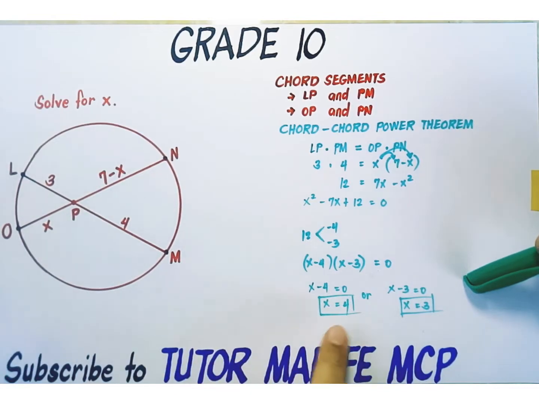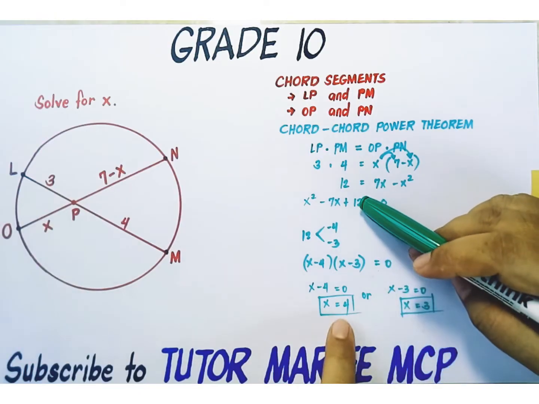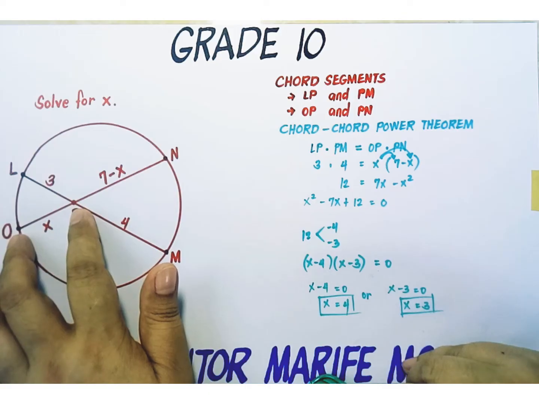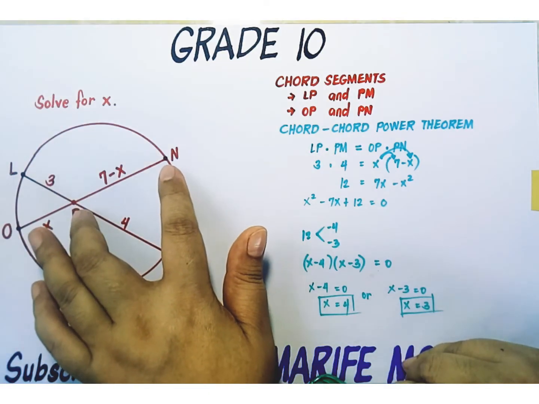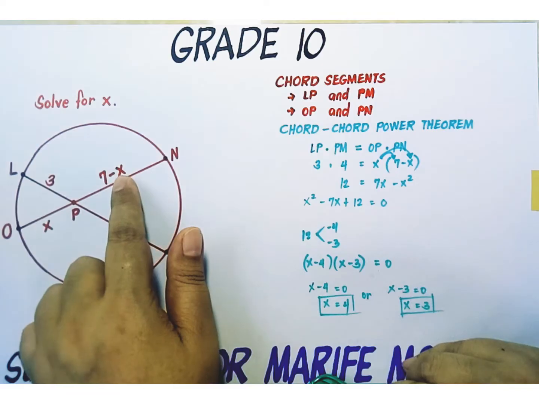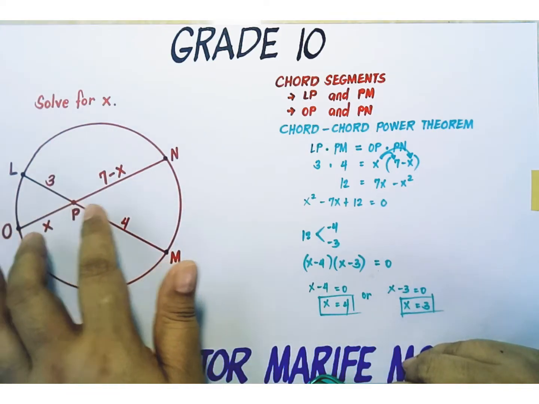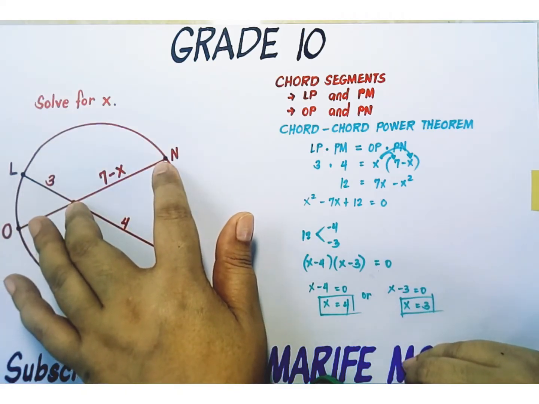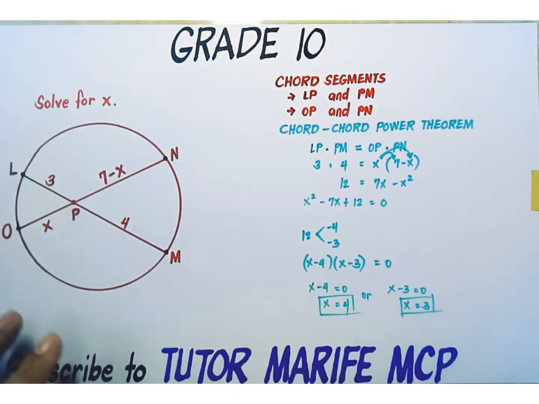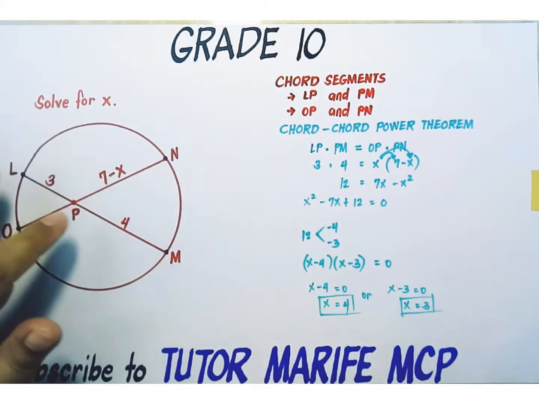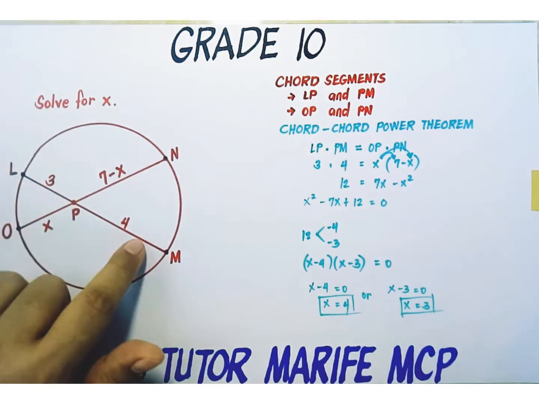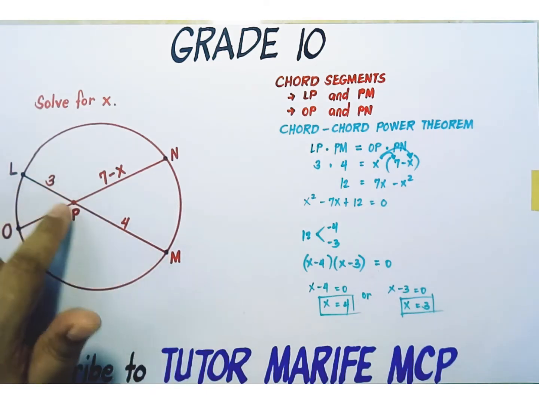Let's validate our answers. We have x equals 4 or x equals 3. If x is equal to 4, the length of chord segment OP is 4, while the length of chord segment PN is 7 minus 4 or 3. If we multiply the two lengths, 4 times 3 is equal to 12. And that product is the same as the product of the lengths of chord segments LP and PM. 3 times 4 is also equal to 12.